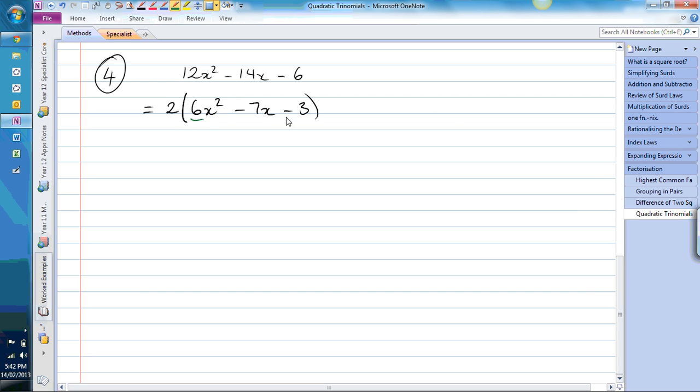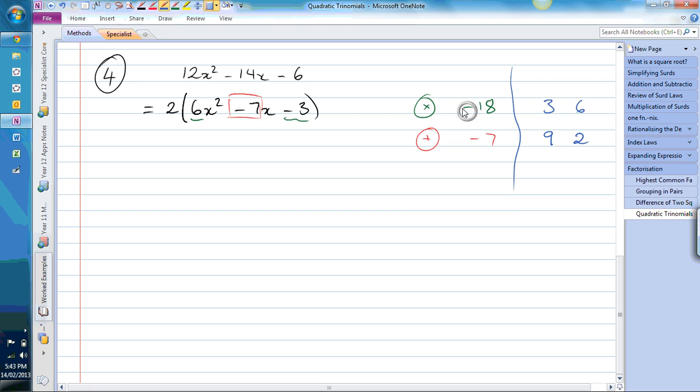So looking at 6 times negative 3, we said that's negative 18. We've got to multiply to give that, and we've got to add to give the coefficient of the x. Now we've got to start thinking about what numbers we could possibly have here. What numbers multiply to give 18? Well, we've already worked out that 3 and 6 multiply to give 18. What other options are there? Well, there's also 9 and 2.